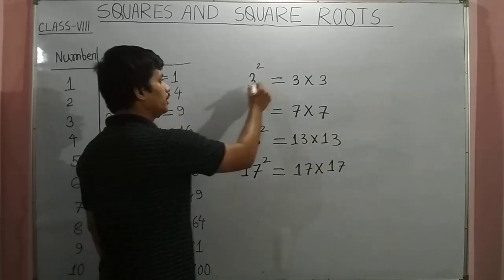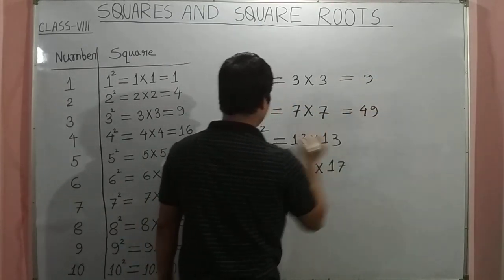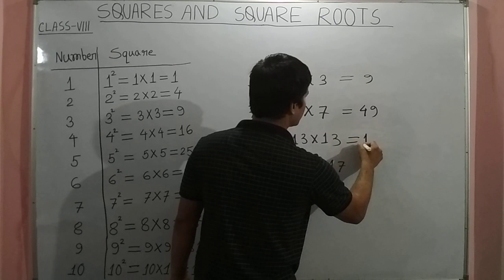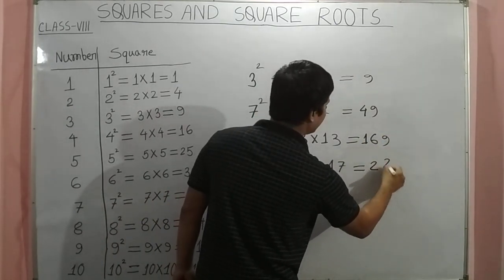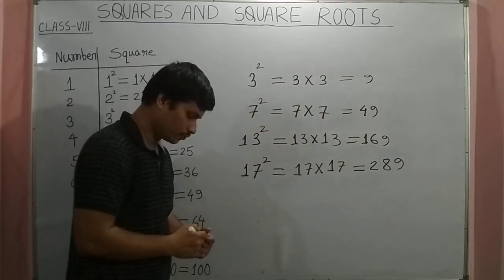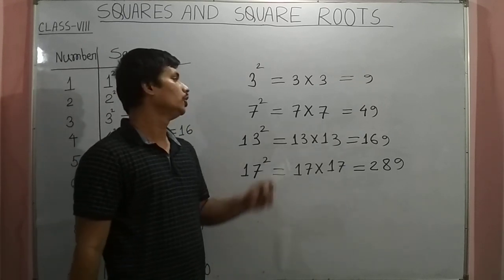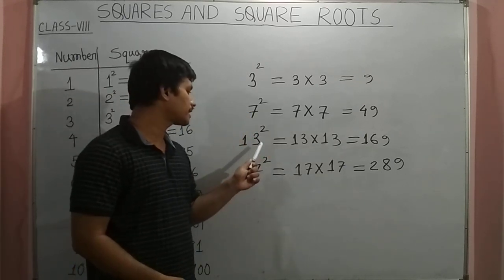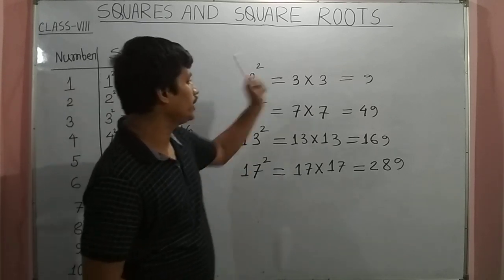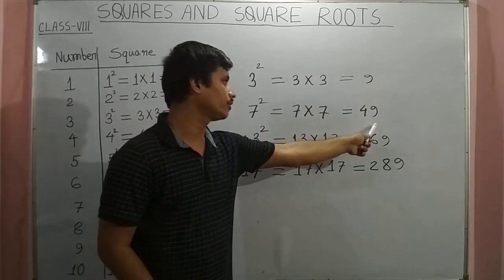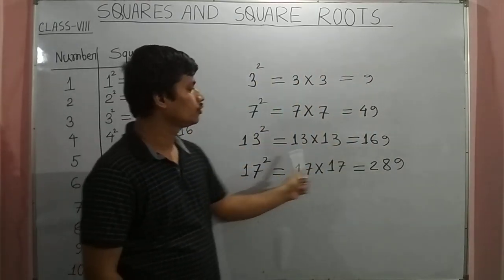Okay, students. Now 3 square is 9, 7 square is 49, 13 square is 169, and 17 square is 289. See, students, these numbers end with 3 or 7. Square of 3 is 9, square of 7 is 49, square of 13 is 169, square of 17 is 289.